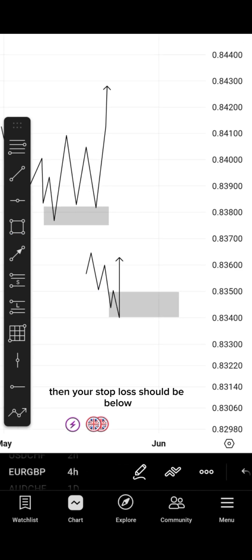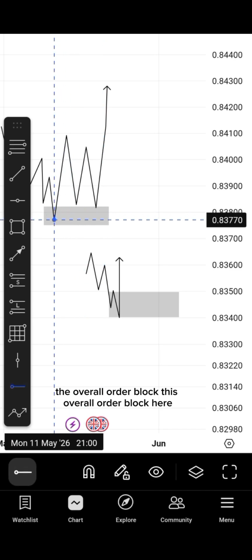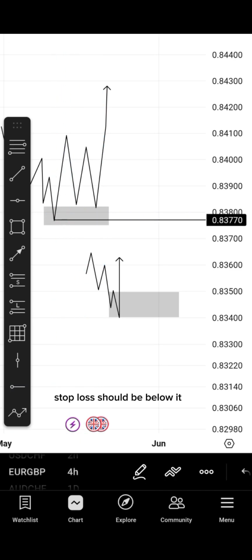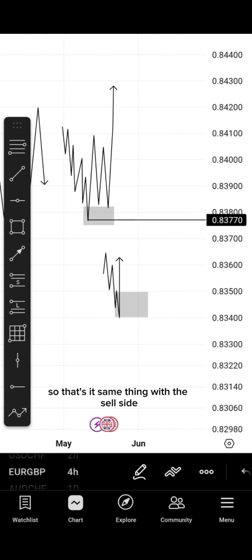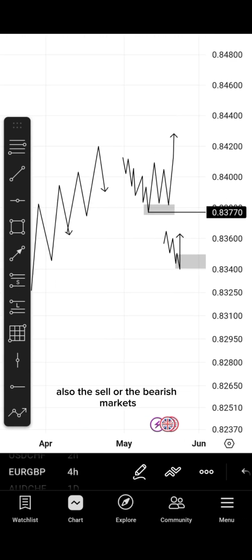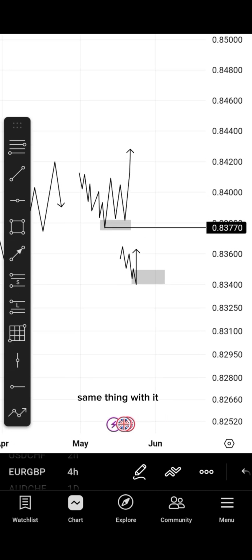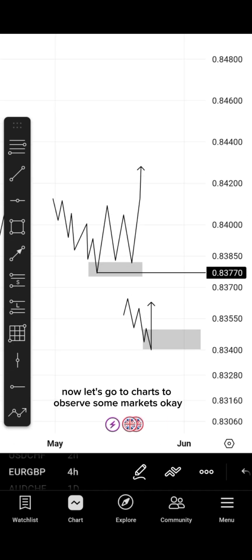Then your stop loss should be below the overall order block. This overall order block here, stop loss should be below it. That's what you've got to buy. So that's it. Same thing with the sell side, the bearish market. Now let's go to the chart to observe some markets.